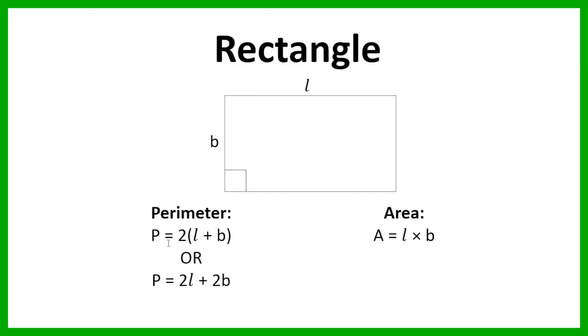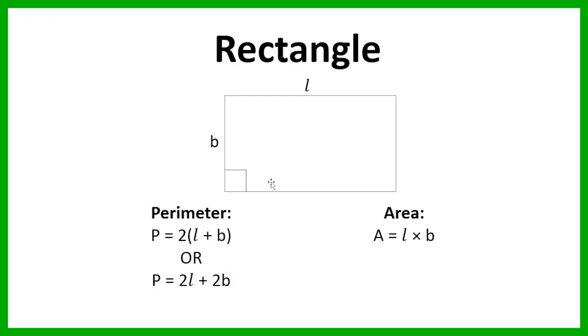So when you're working out the perimeter, there are actually three ways of doing it. You can just add up all four sides as you go around the shape if you want to. But you can also use these two formulae over here. The first one is saying length plus breadth, and we double that because there's another length plus breadth over there as well. Okay, so 2 times length plus breadth. That's one way of writing the formula.